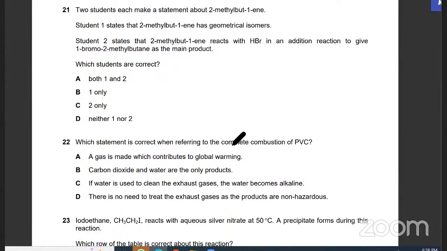Which statement is correct when referring to complete combustion of PVC? What happens? A looks fine. To me, A is perfectly fine. What about the other ones? Carbon dioxide and water are the only products. Well, not quite. What is the formula of PVC? It's a carbon chain, but what's the monomer or repeat unit? Something with chlorine. It's like an ethene monomer which has 1 Cl in it.